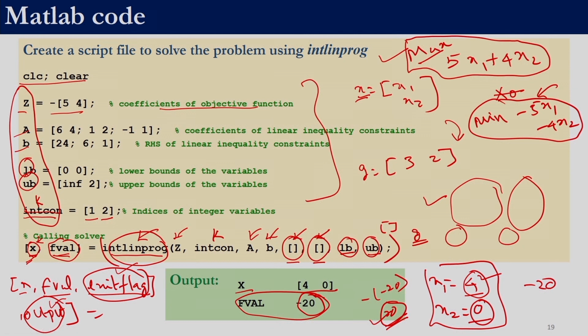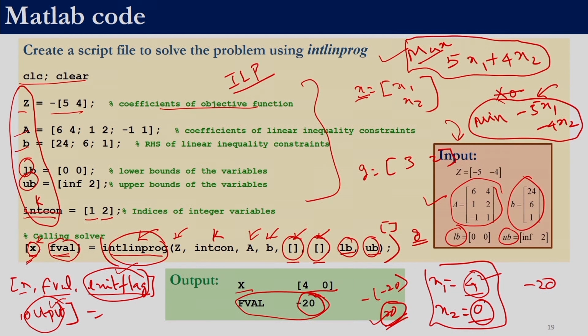The example which we showed is actually an ILP. We had two variables, both of them were integer variables, but it is not necessary that all the variables need to be integer for us to use intlinprog. Even for this problem, let us say x1 was not an integer, only x2 was an integer. In that case we could have defined this intcon as just 2. Then x1 will be treated as a continuous variable between 0 and infinity, and x2 would be treated as an integer variable which can take the value 0, 1 or 2, because the lower bound over here is 0 and the upper bound is 2.